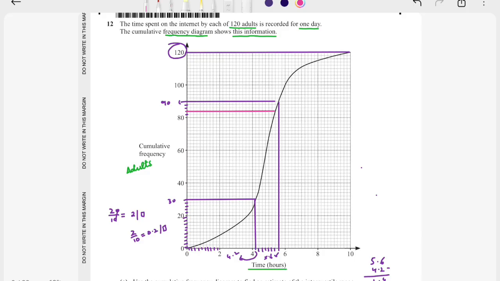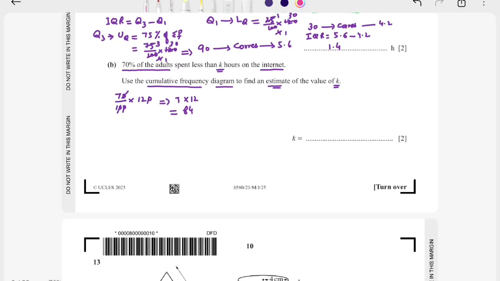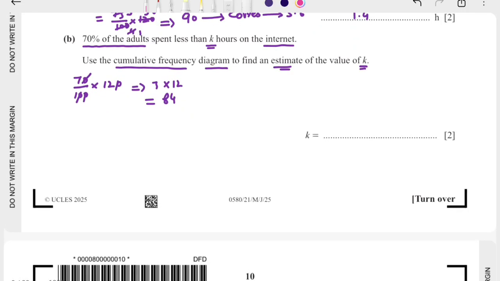And the value of K will be, we have to find the value of K against this value, and this would be 5.4. This value would be 5.4. So this would be the answer. So value of K would be 5.4.